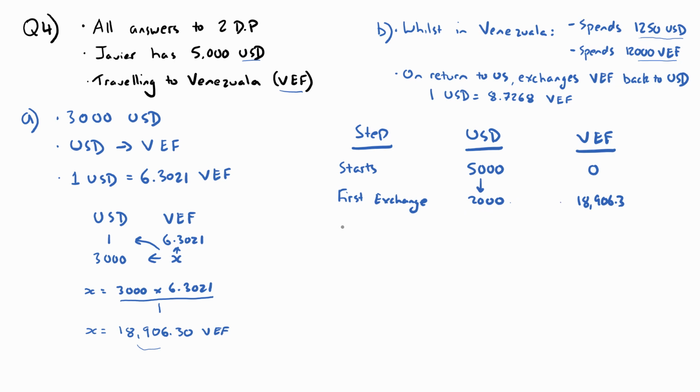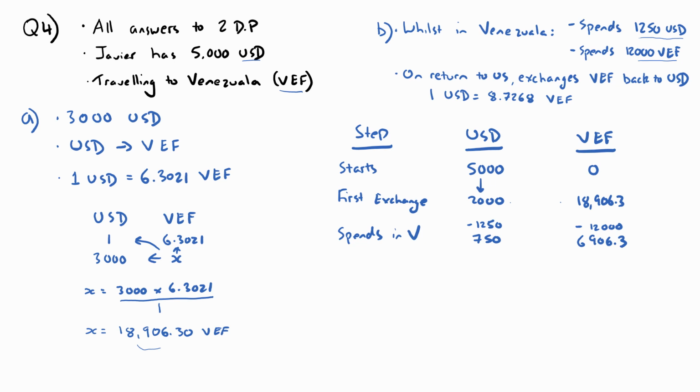He then spends, I'll just shorten Venezuela to V. So let's subtract 1,250 and let's subtract 12,000, and that ends up with 750 US dollars, and this becomes 18,906.3 minus 12,000 becomes 6,906.3. If you're not sure how I got to that number, you can put that in your calculator. 18,906.3 subtract 12,000. So at this point, he has 750 US dollars and 6,906.3 Venezuelan bolivars.